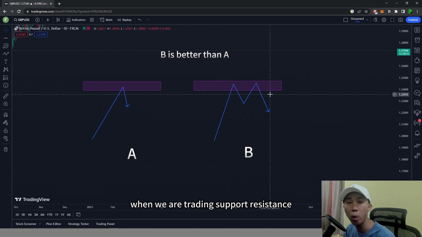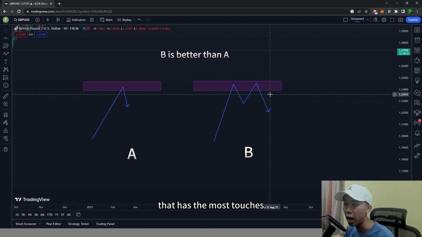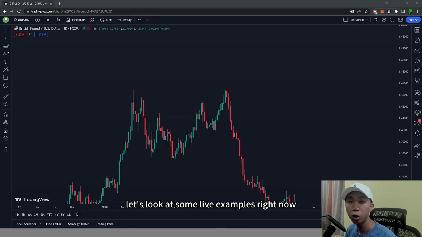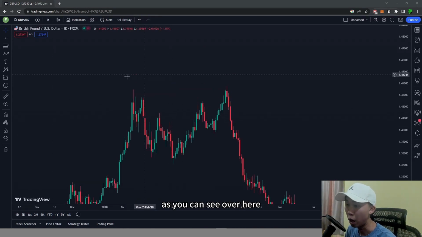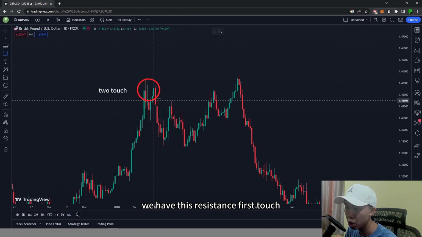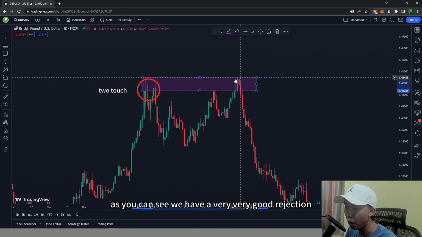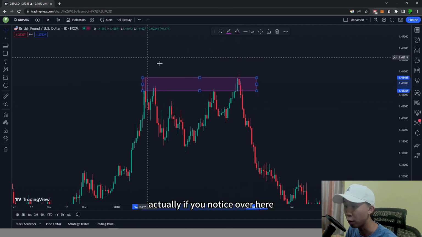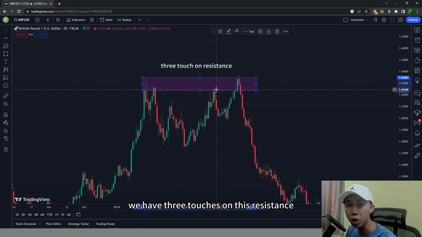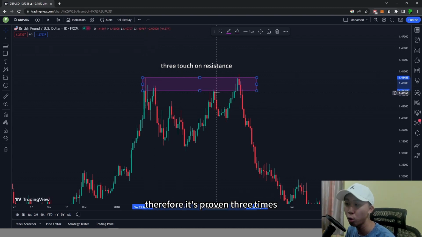When we are trading support and resistance, it is always better to choose the support or resistance that has the most touches. Therefore, it is proven. Let's look at some live examples right now. As you can see over here, we have this resistance. First touch, two touch. So I'll proceed to draw a resistance from the body to the wick. As you can see, we have a very good rejection. Actually, if you notice over here, we have 3 touches on this resistance. 1 touch, 2 touch, 3 touch. Therefore, it's proven 3 times.